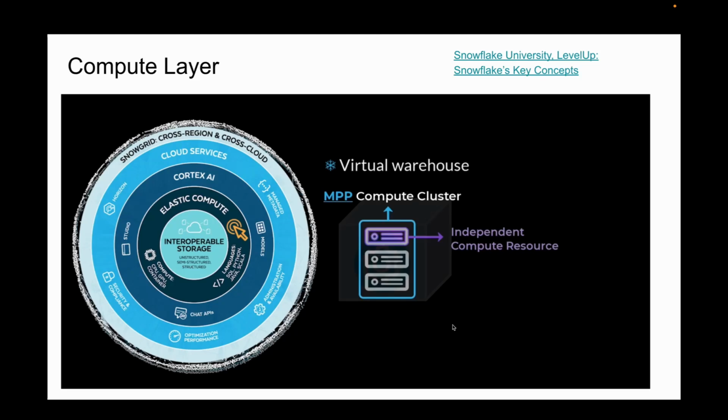This compute layer consists of clusters of compute nodes in an MPP architecture, or a massively parallel processing architecture, also known as virtual warehouses. Each virtual warehouse is a set of compute resources. Depending on its size, that decides how many compute nodes are going to be there, what kind of resources it will have. Each of these compute clusters is an independent resource.